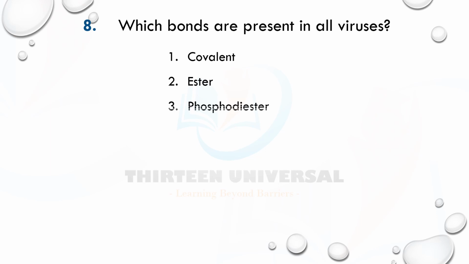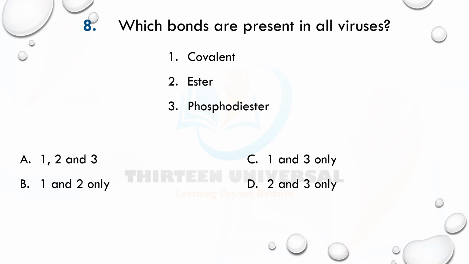Which bonds are present in all viruses? They keep repeating this question, guys. Covalent, ester, phosphodiester. Which one is the answer? Tell me. If you get it, I'll give you chocolate. We have covalent. Now, covalent can be found.